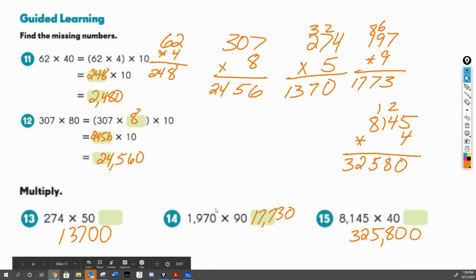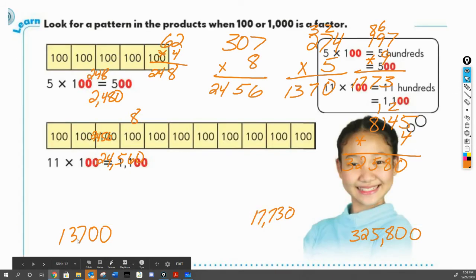Well, alrighty, look at all this math I have here. I have 62 times 4: 60 times 4 and 2 times 4, 248, stick a 0 on it. 307 times 8, 2,456, stick a 0 on it. 274 times 5, stick a 0 on it. Stick a 0 on it, and stick a 0 on it. Alrighty, excellent. Let's go to the next slide.